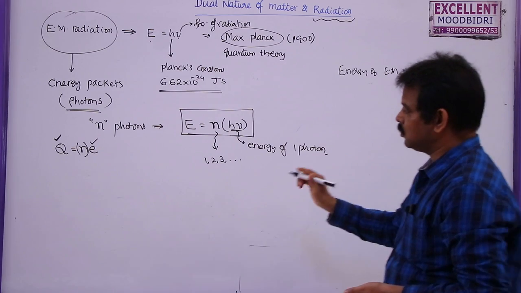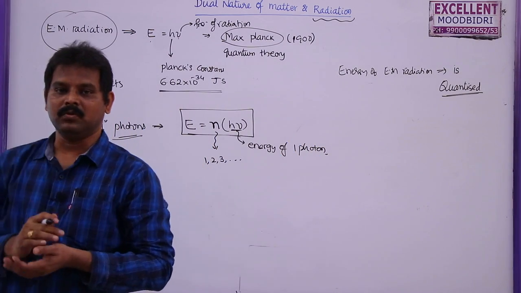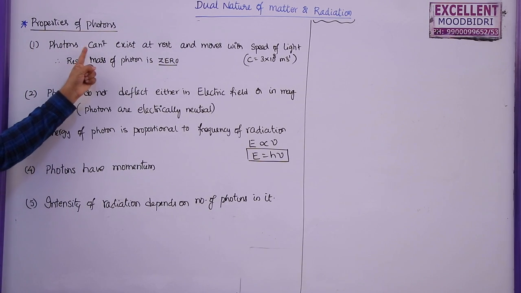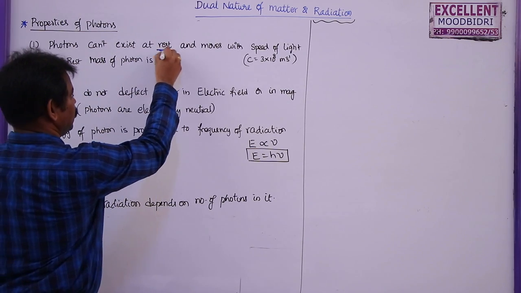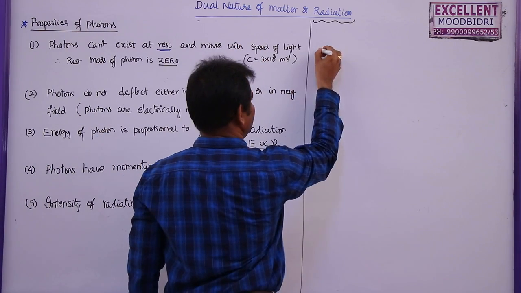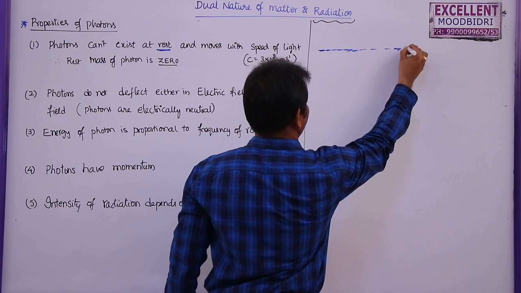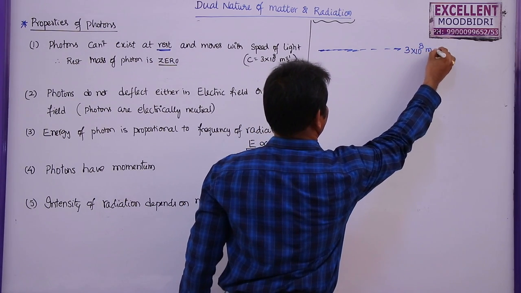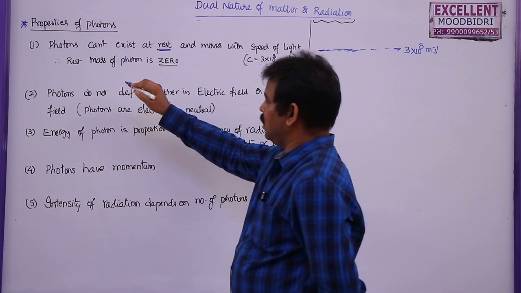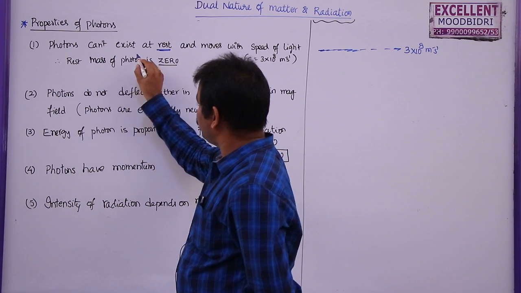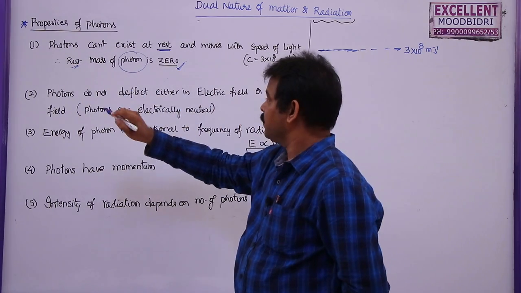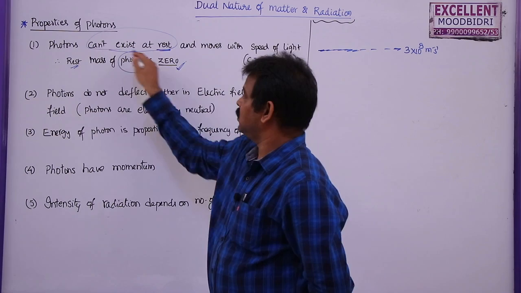Now, what are these photons and what are the properties of photons? Now we will discuss this. Properties of photons. The first one, photons cannot exist at rest. They always move with the speed of light in a straight line, and the speed of these photons is always equal to the speed of light, which is 3 into 10 power 8 meter per second. If a photon existed at rest, its mass would compulsorily have to be 0. So what is the meaning of this statement? Photon cannot be at rest.